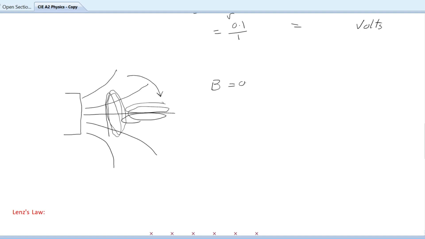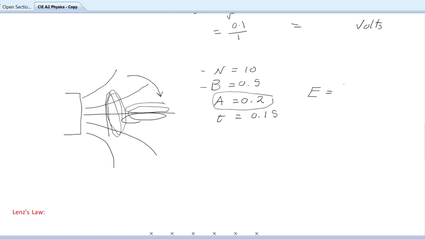B is 0.5, area is 0.2, and the time of rotation is 0.1 seconds. And the number of turns, by the way, is still 10. The way you calculate the change in flux linkage is by changing the area. Basically, you didn't change any other aspect. The number of turns stays the same, the flux density in this region stays the same, and you have the time in which you created that change.